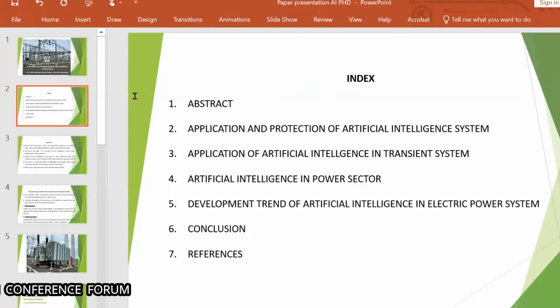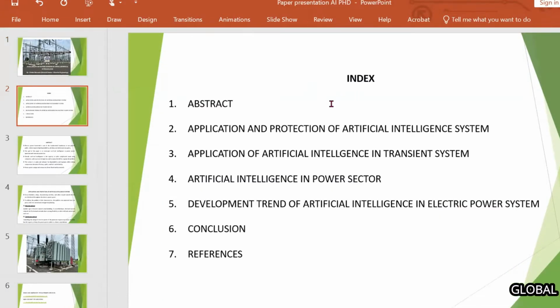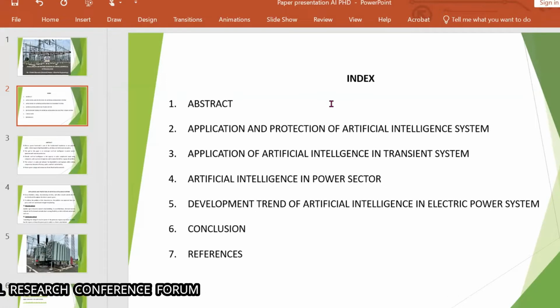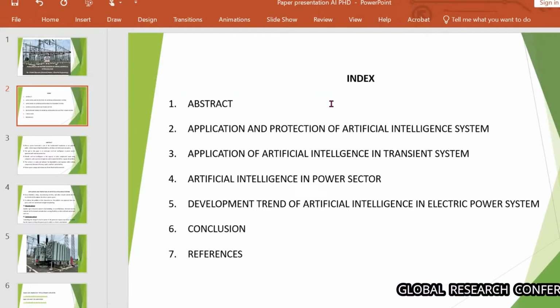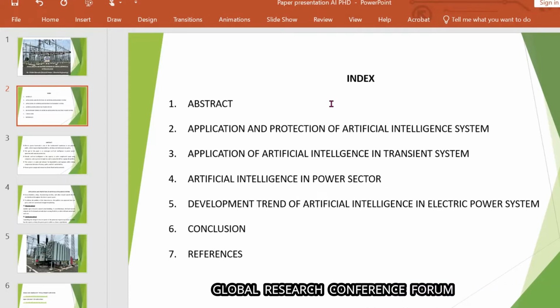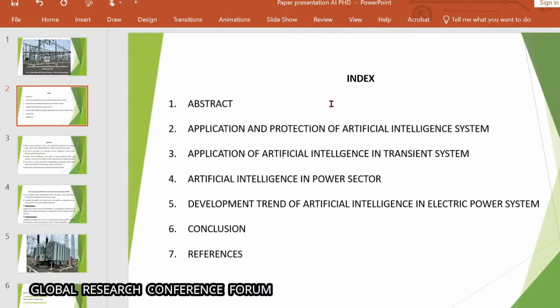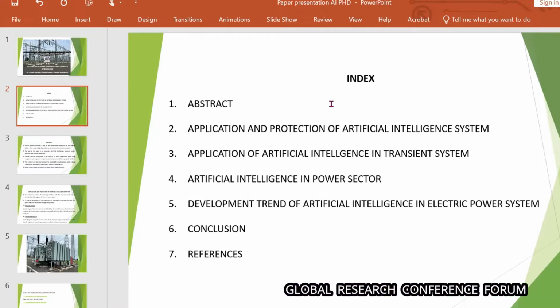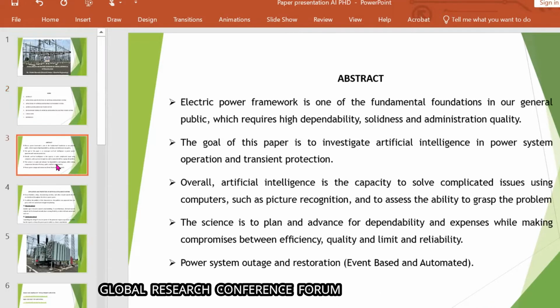Now, this is the index, and we'll go through it one by one. Abstract, application of protection in artificial intelligence, application of artificial intelligence in transient systems. We'll talk about the faults in the transmission lines, and then what are the present trends toward artificial intelligence and what are the challenges we foresee in the near future. And then we will conclude the topic. We will have some references.